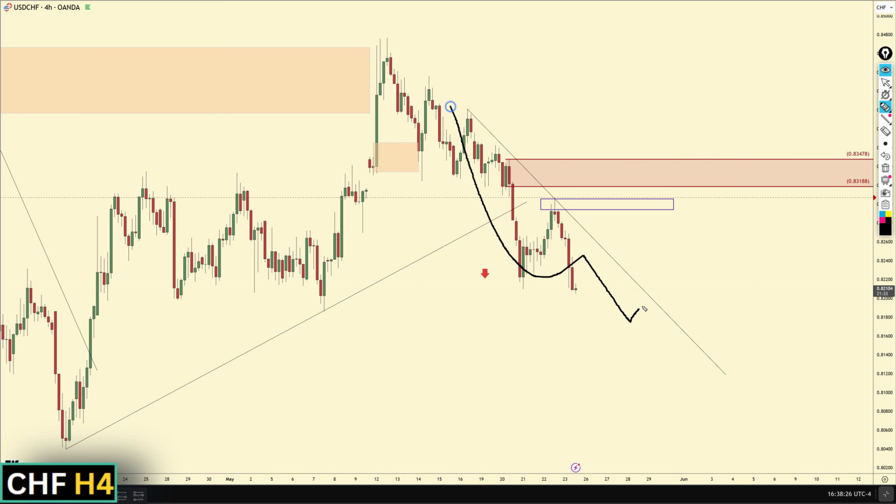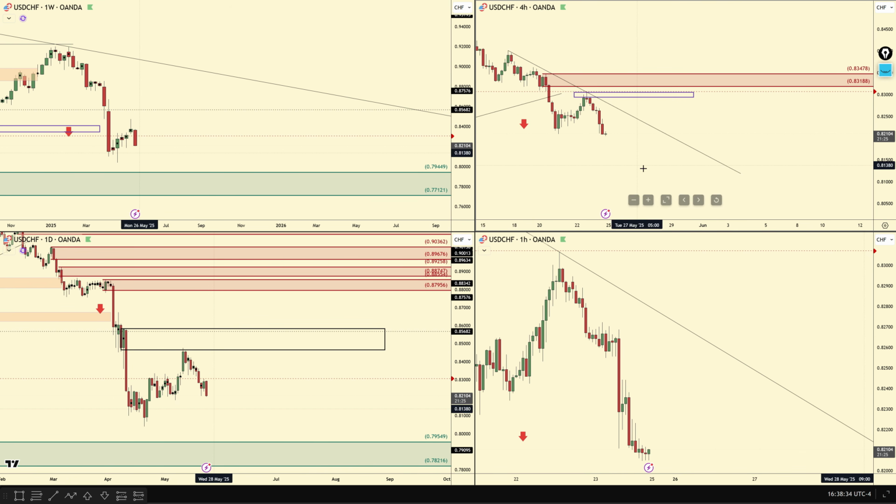In the meantime, we have a nice 4-hour downward trend line, so if you don't think we're going to pull back up to that, that's fine. You could be day trading short on a 15-minute chart as long as the 4-hour downward trend line is holding.